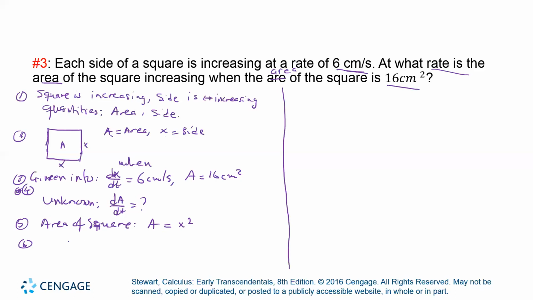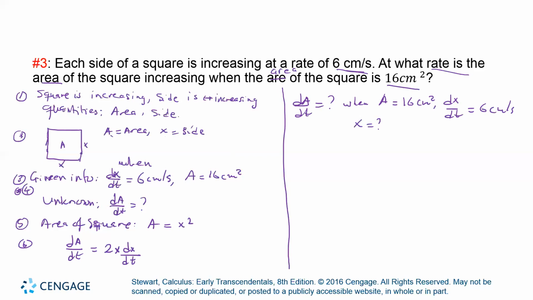So we differentiate that. We have dA with respect to time is equal to 2x dx/dt. Remember, the question is what is dA/dt when A is 16 centimeters squared, and dx/dt is equal to 6 centimeters per second. So the question is, what is x?